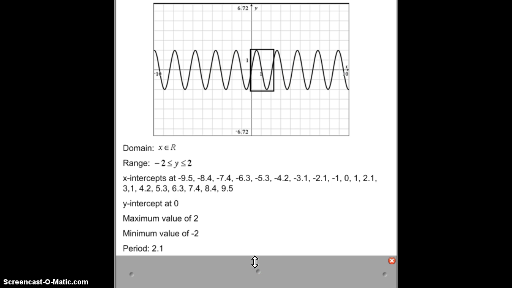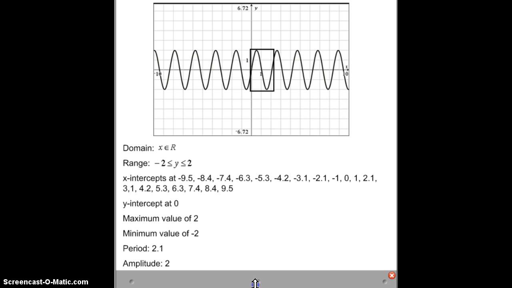Lastly, the amplitude. The amplitude is half of the difference between the maximum and minimum values. The difference between the maximum and minimum values is 4, and half of that is 2. So the amplitude is 2. The type of graph we have here is a trigonometric function.